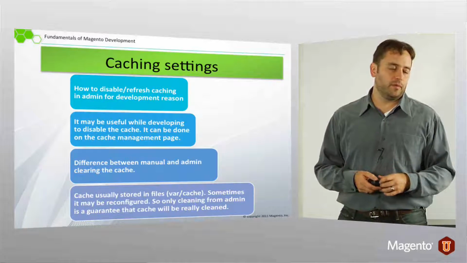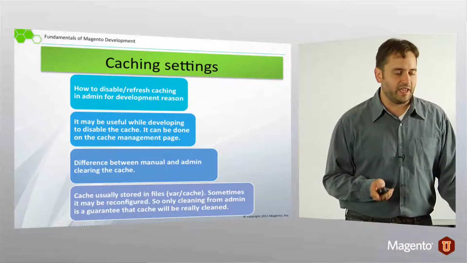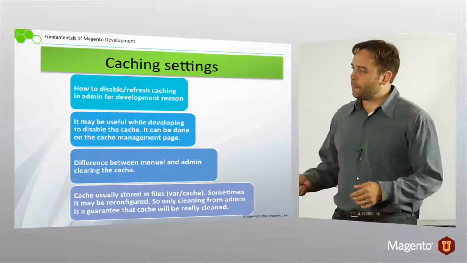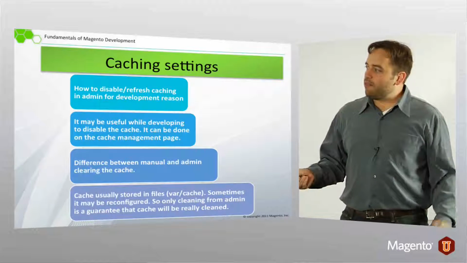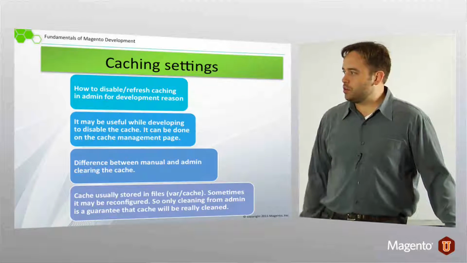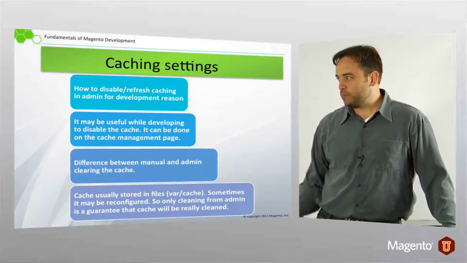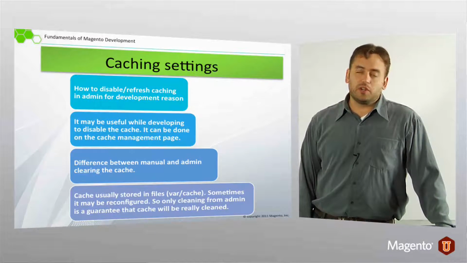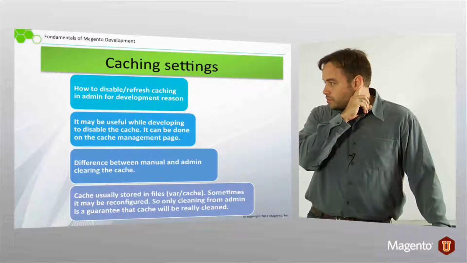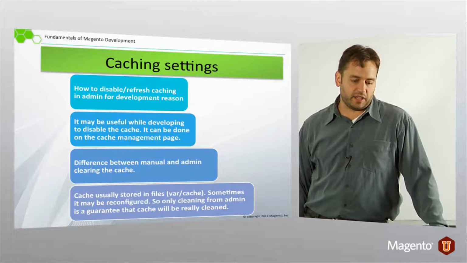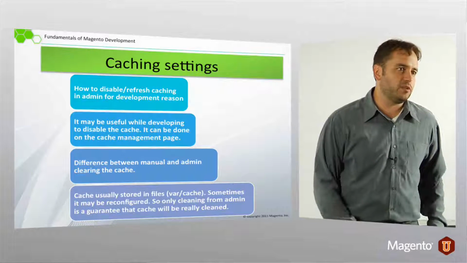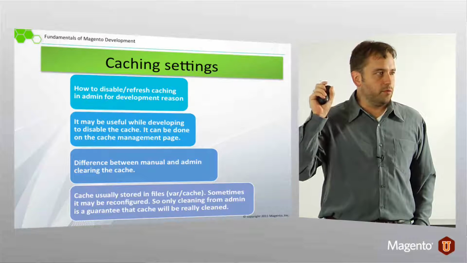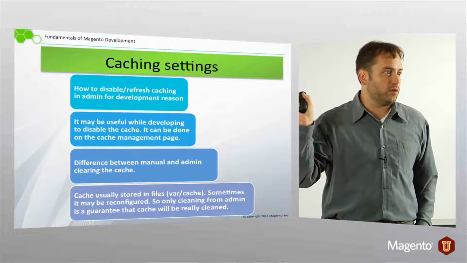Another consideration of disabling the cache is obviously it'll slow down your development environment a little bit. By default, these cache files are stored in var cache. This is configurable though, so what you would really want to do, especially in the case of alternate cache backends, is invalidate your cache through the cache control panel under System.